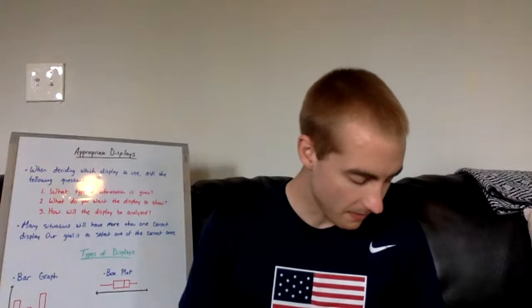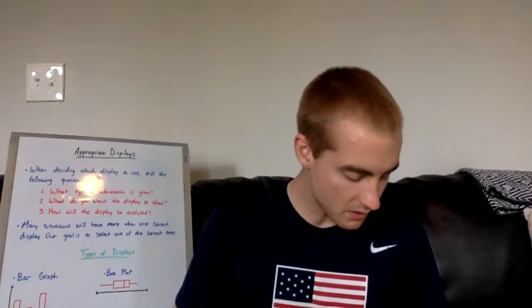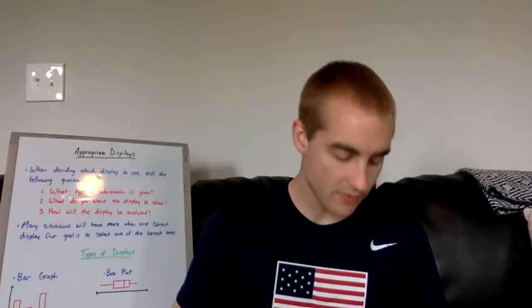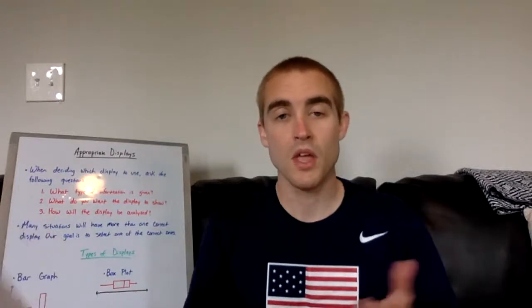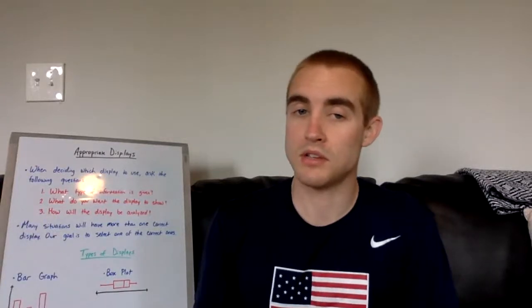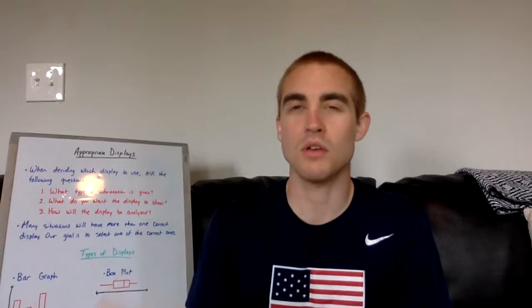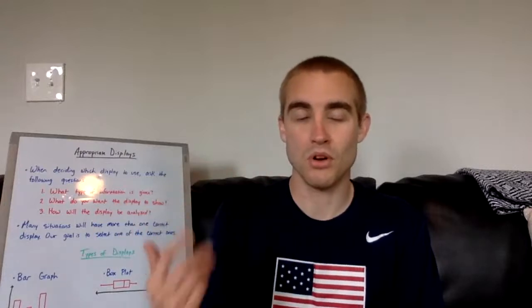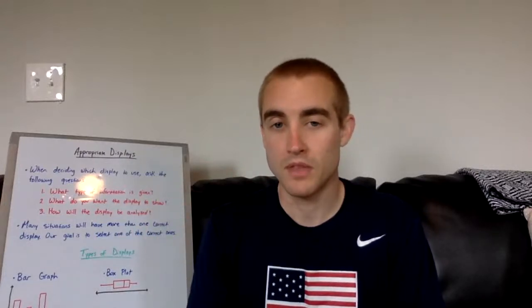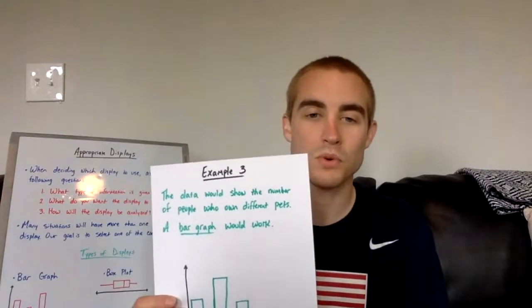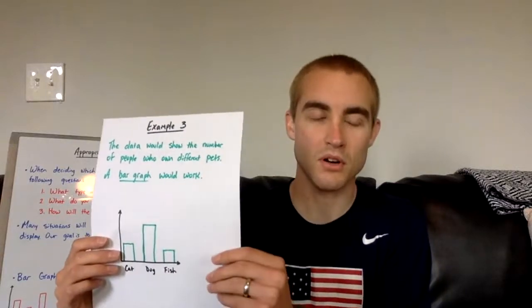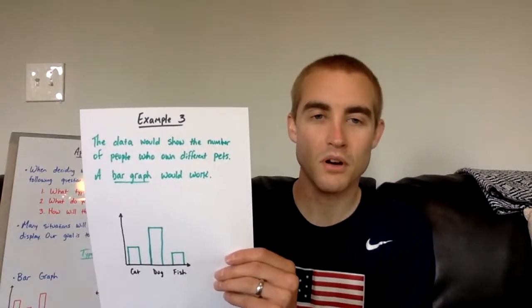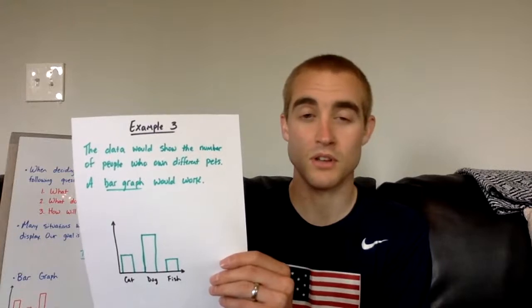Example 3 says select an appropriate display for the number of people who have different kinds of pets. There are more than one ways that you can show this, but I was thinking, okay, we've got a cat, a dog, a fish. We want to compare how many people own that type of pet. And so I thought the best one to use for this one would be a bar graph. Okay, so I'll talk about the bar graph first, then we'll talk about if there's another one that would work.